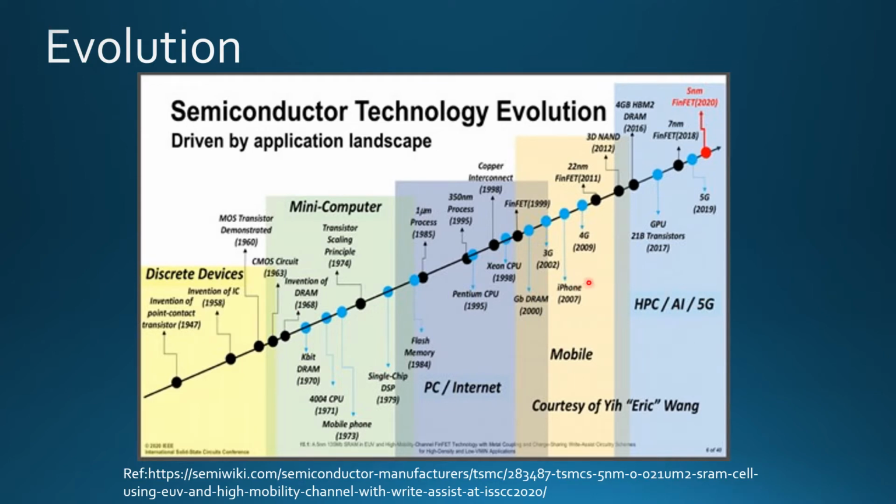The 5 nanometer technology is mainly useful for high performance computing and artificial intelligence applications. Just below that, you can see mobile applications, and coming to the other nodes, we can see a lot of sensor or device applications. So it depends upon the application which node we choose.